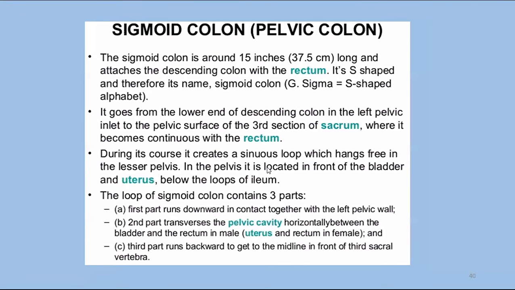The first part runs downward in contact with the left pelvic wall, as it arises from the descending colon to the left. The second part traverses the pelvic cavity between the bladder and the rectum in males, or the uterus and the rectum in females. And the third part runs backward to get to the midline in front of the third sacral vertebra.